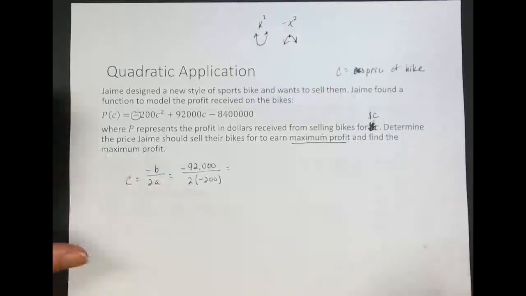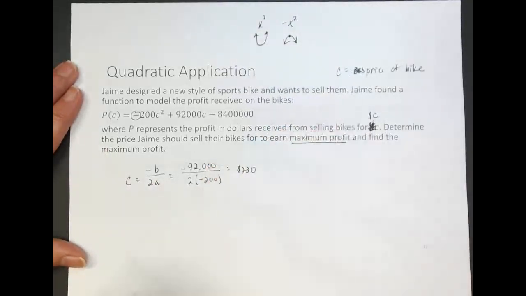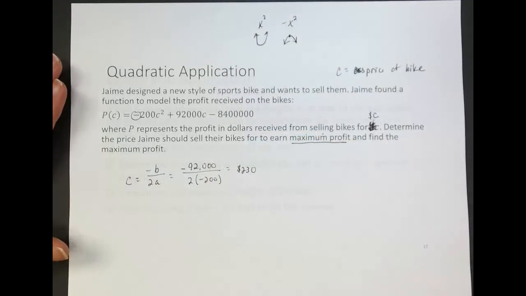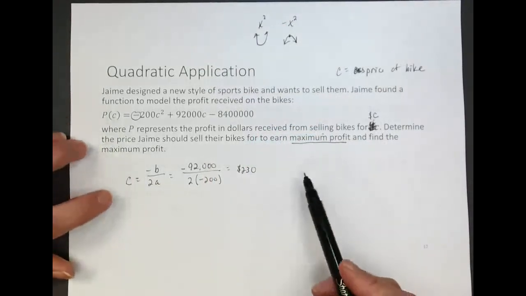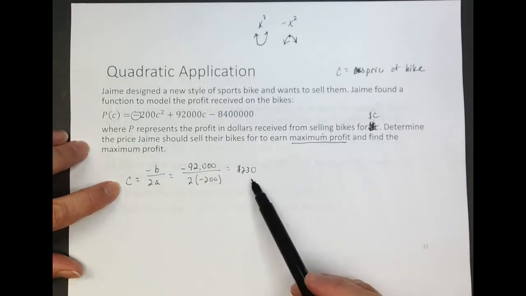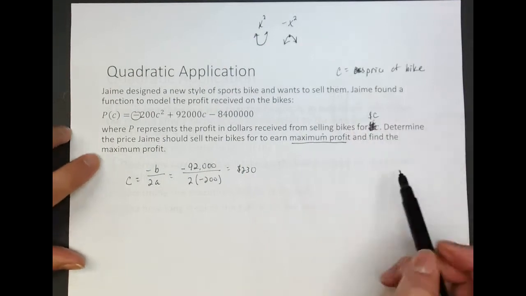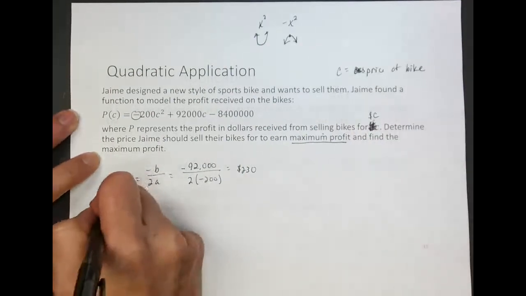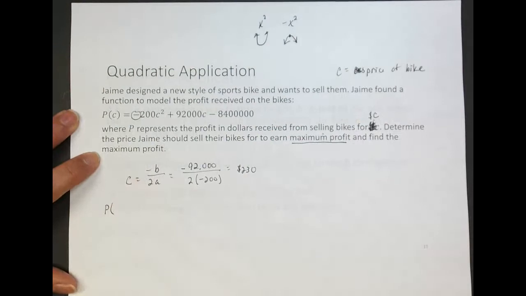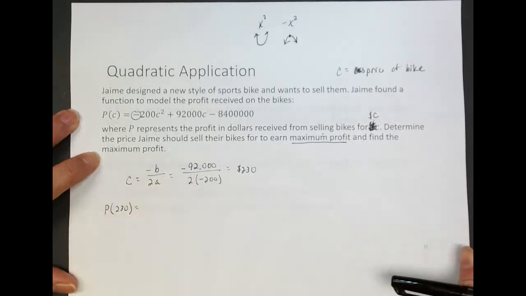And it looks like it's $230. We should sell that bike for $230. That's the selling price of that bike, or the cost the purchaser would pay for that bike to maximize profit, right? Because that's what C was. All right, what would that maximum profit be? Well, the maximum profit is going to be P of $230.